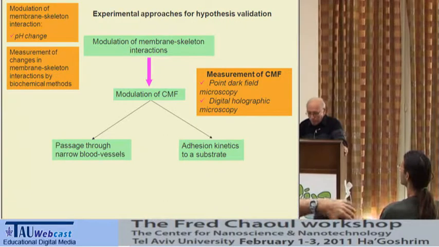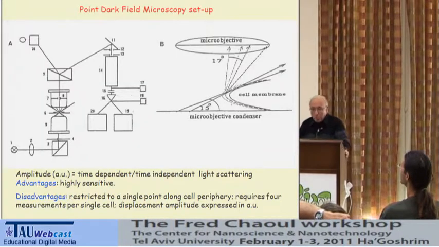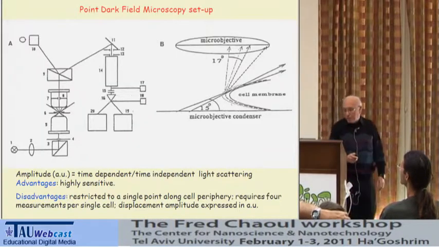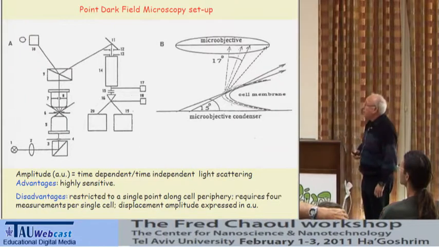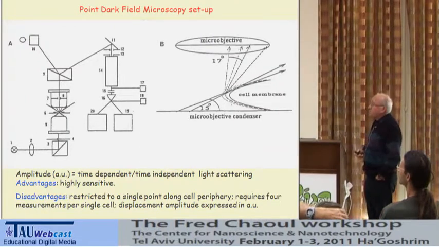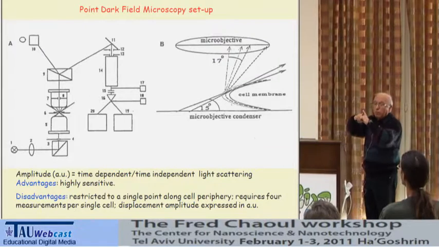So the first method that we call point dark field microscopy is a microscopy that is based on scattering of light from the cell edge. What we see here is a source of light passing through an objective where there is a block for the direct light. The only light that comes out is light that forms a certain annulus.